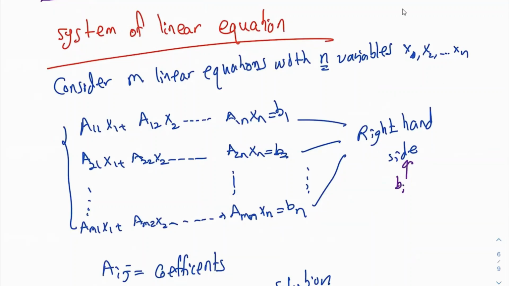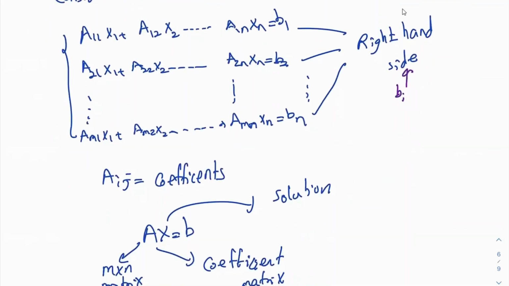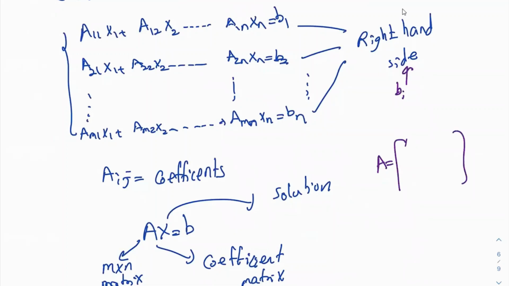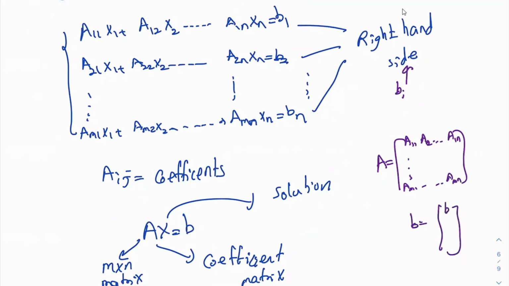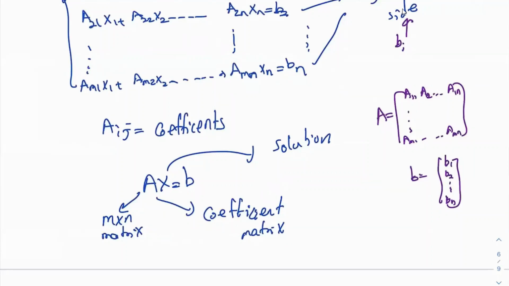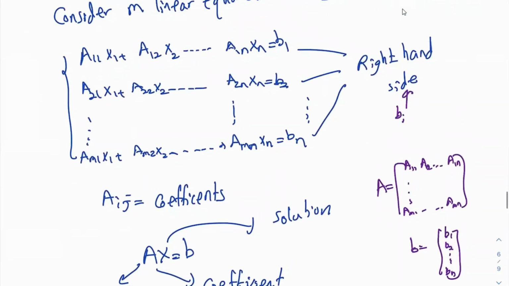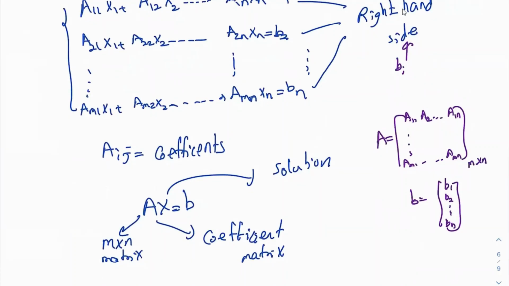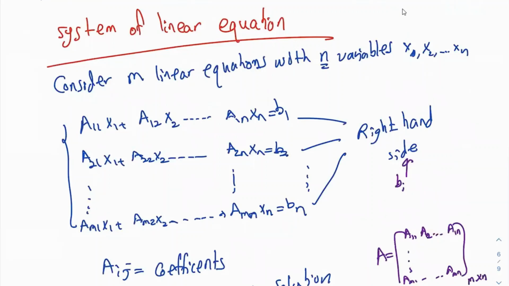If you write this system of equations in matrix form, you get it in the form Ax equal to b, where A has elements like this: a11, a12, all the way to a1n, and then all the way to am1, amn. And b is b1, b2, all the way to bm. And this matrix that we have here is a matrix of m by n, right? You see here there are m rows and n columns. So this is an m by n matrix. You can write any system of linear equations in matrix form Ax equal to b.